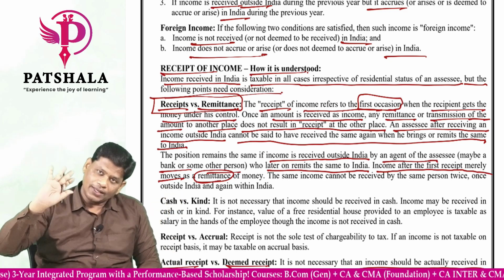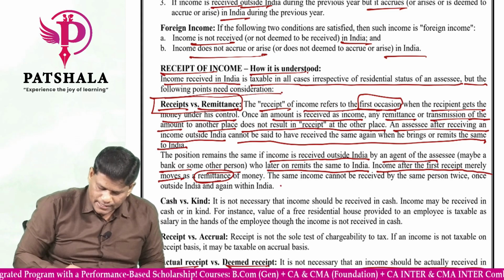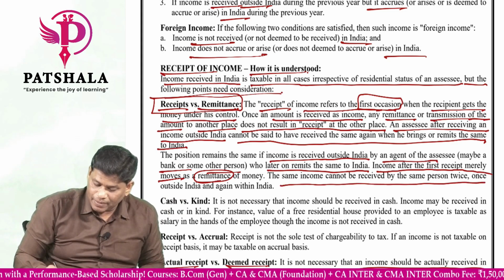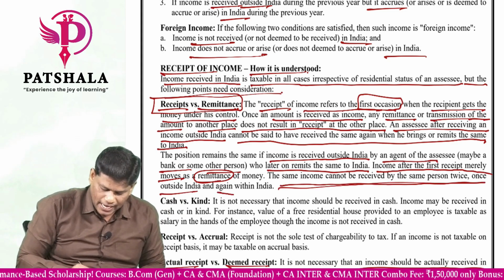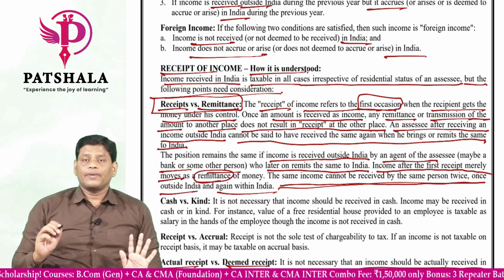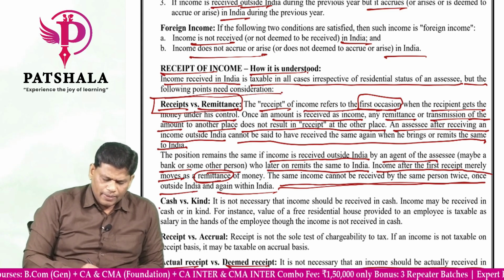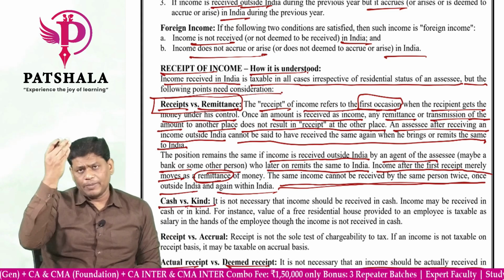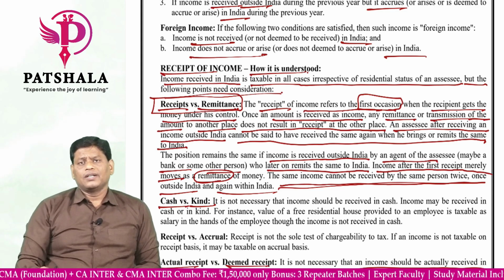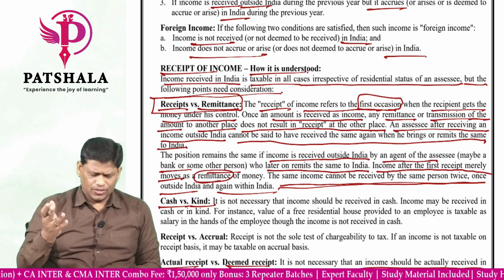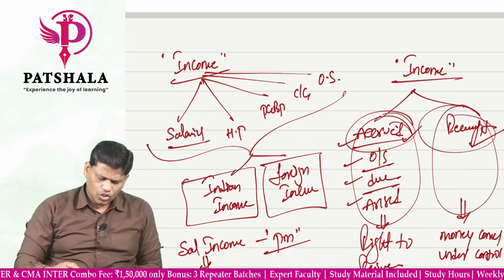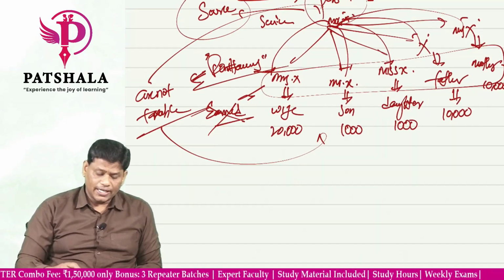After that, it is all remittances. The same income cannot be received by the same person twice, once outside India, again in India. Another point is income can be in cash or kind. This you know, in the base introduction chapter only we have learned. Both are chargeable to tax. So, this is your residential status.